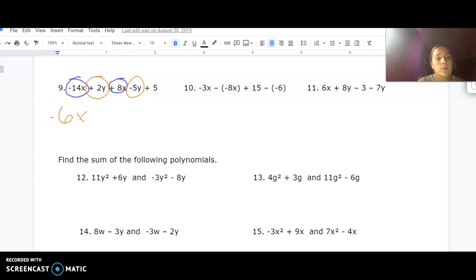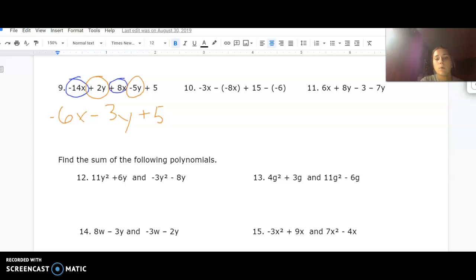We have a positive 2y minus 5y. That leaves us here with negative 3y. And then the 5 just comes down as plus 5 because there's nothing that can be combined with that. So that's our answer there for number 9.